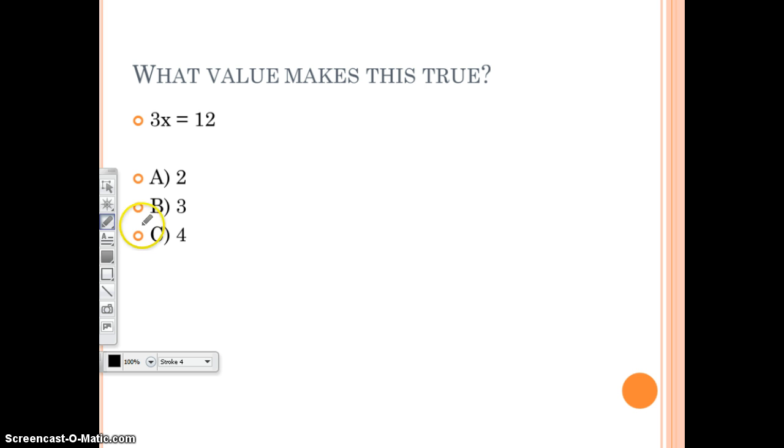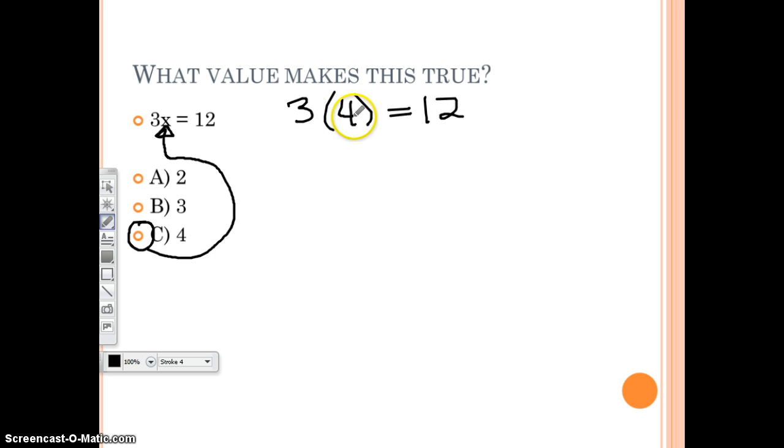We have limited time, and I know that this one is the correct one, so I'm going to start with it. What you need to do is plug and chug. Assume that x does equal 4. Put it in where it goes in the equation. 3 times 4 is 12, and that does make a true statement.